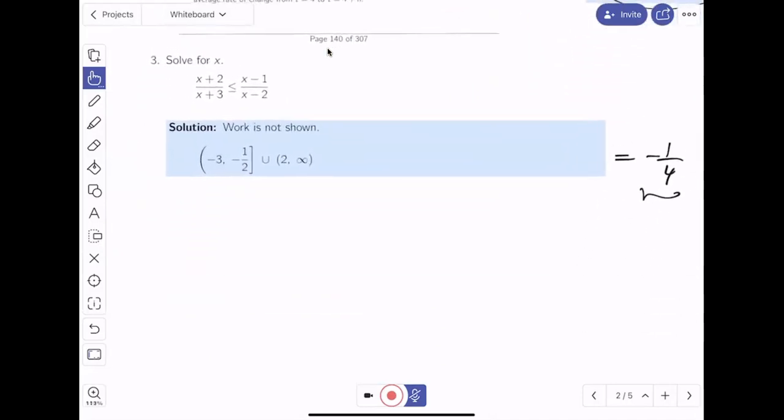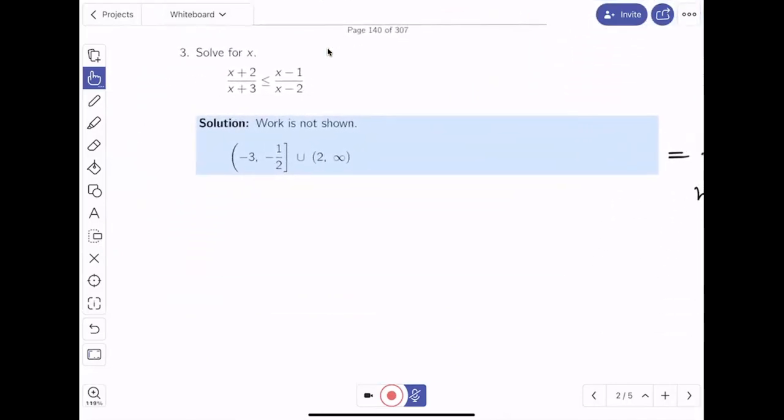And, certainly looking at it, I know it's a rational inequality. And the way we do this is we compare them to 0. So I want to get this thing compared to 0 first off. The way I'm going to do that is subtract x minus 1 over x minus 2 from both sides.